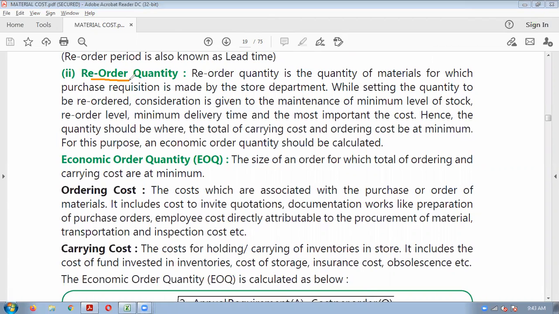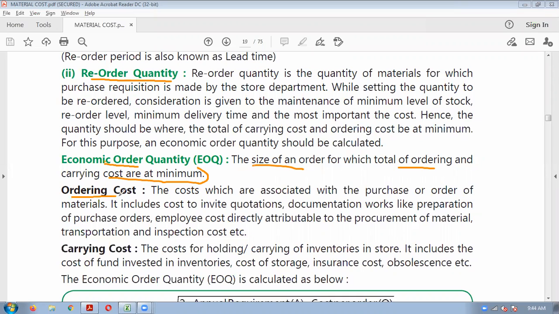So reorder quantity is the quantity or units you will place in an order. That is how many units or how much quantity you have to order for purchasing the material. That is known as reorder quantity. And economic order quantity is that size of an order at which your ordering cost and carrying cost are minimum. Whenever you place an order, two costs will be involved.